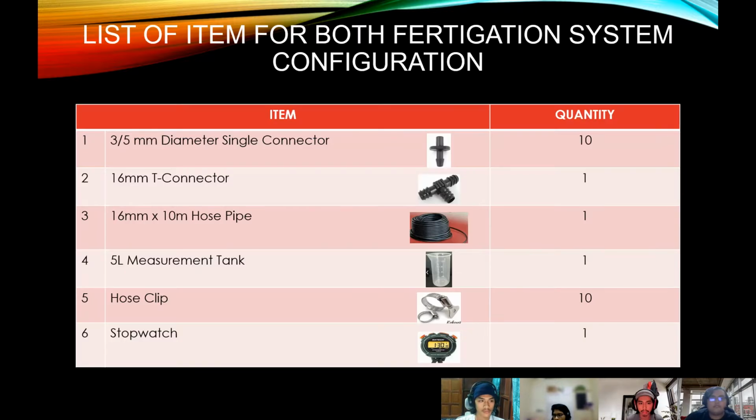So next we go to the list of items for both fertigation system configurations. The first item is 3 or 5 millimeter diameter single connector. The quantity is 10. The second item is 16 millimeter T connector. The quantity is 1 only. The third one is 16 millimeter by 10 meter hose pipe. The quantity also is 1. And the fourth is 5 liter measurement tank. The quantity is 1. The next is hose clip. The quantity is 10. Next, the last item is stopwatch, and the quantity is only 1.